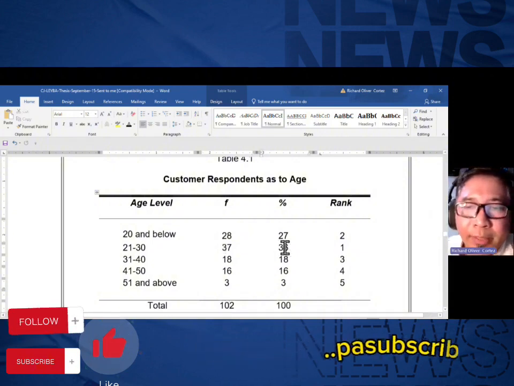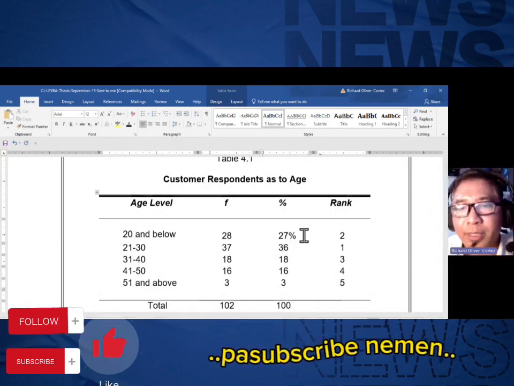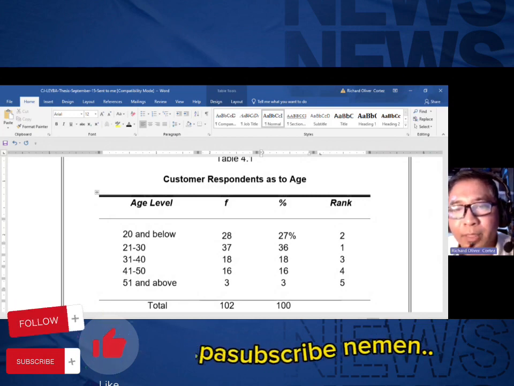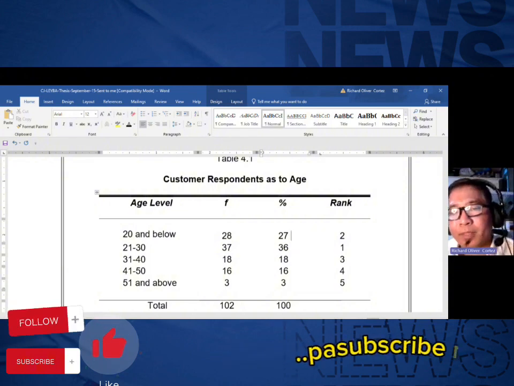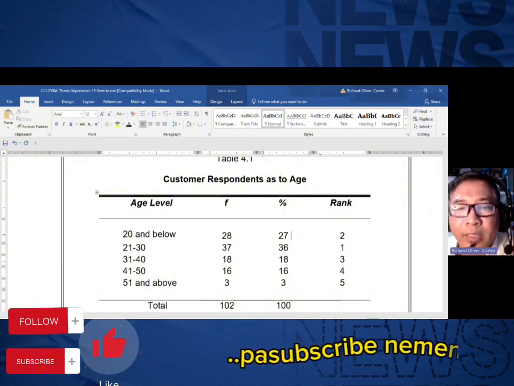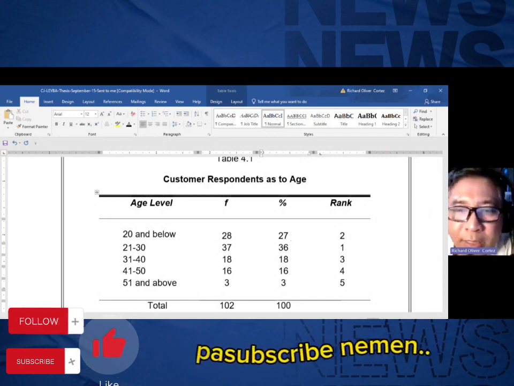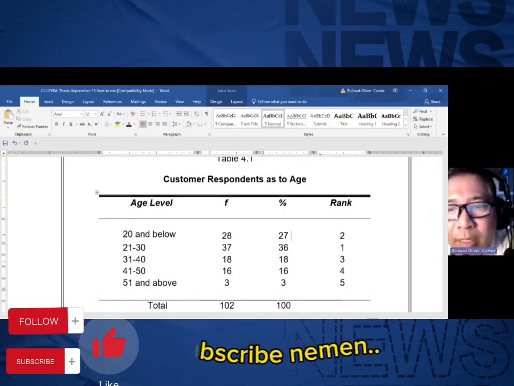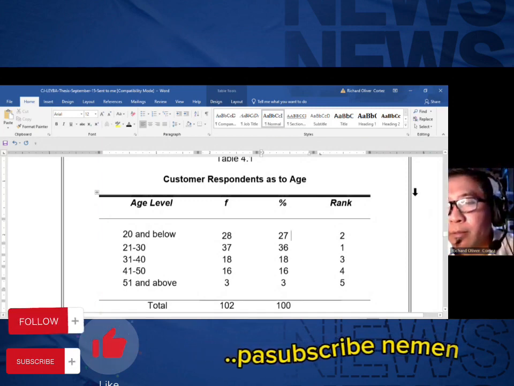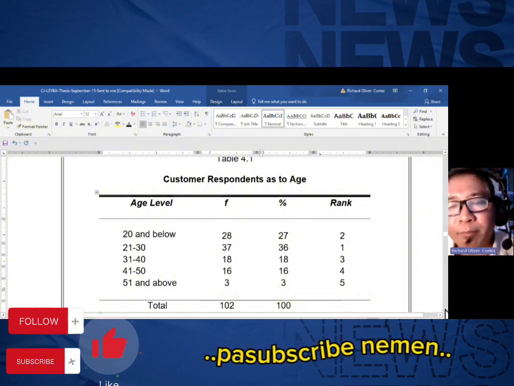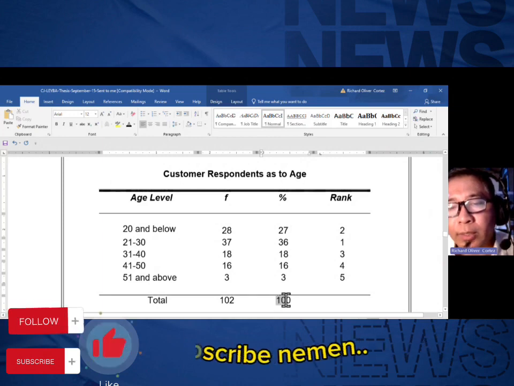And we should not write the percent sign beside the number anymore. Since we have a column heading with the percent sign, we don't need to write the percent sign anymore, but it is understood that they are in percent. That means 27%, 36%, 18%, 16%, and 3%. And be sure that the total of the percentages is equal to 100%.